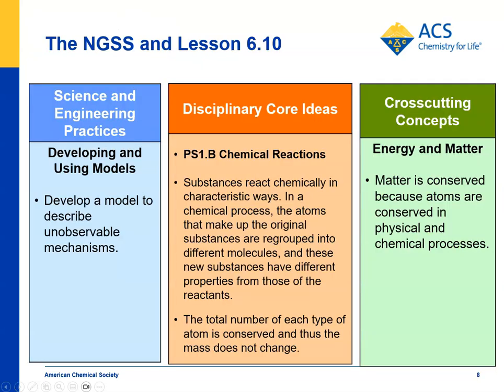And if you look at the foundation boxes that make up that performance expectation, students develop a model. They see that substances react chemically in a characteristic way, and that the total number of each type of atom is conserved. And for a cross-cutting concept, they see that matter is conserved because the atoms in the reactants are the same as in the products.